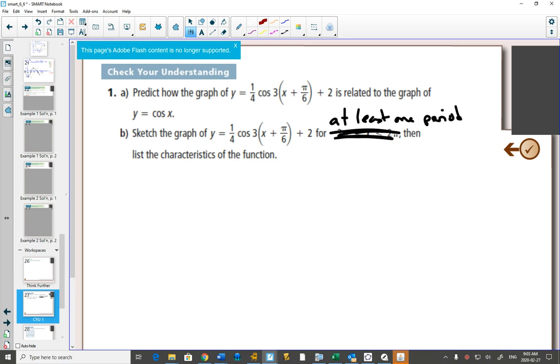That's just a horizontal translation. Pi over 6 to the left. And finally, the 2 is a vertical translation 2 up, but it also tells us our sinusoidal axis is at y equals 2. So there's our description of what's all happening. Now we can use DAB-C to graph this. Okay? It says list all the characteristics.